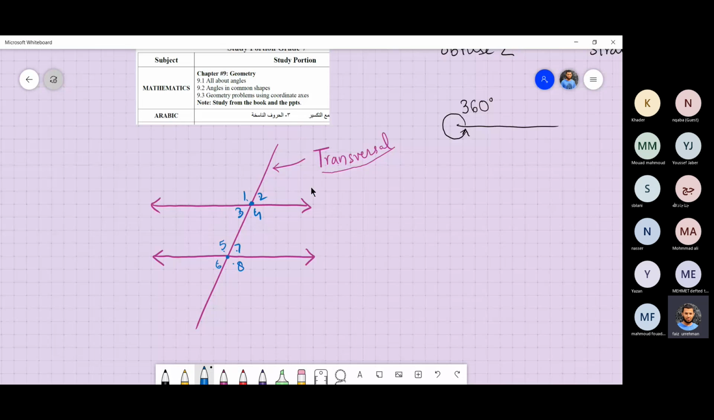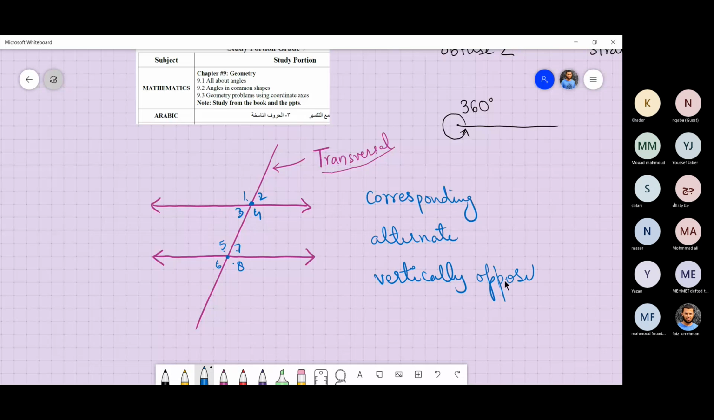Now, in parallel lines there are some properties. For example, there is the corresponding angle property. There is alternate angle. You know this? Corresponding, alternate, and vertically opposite, which we already took. Mister, I have a problem with this corresponding. Okay.